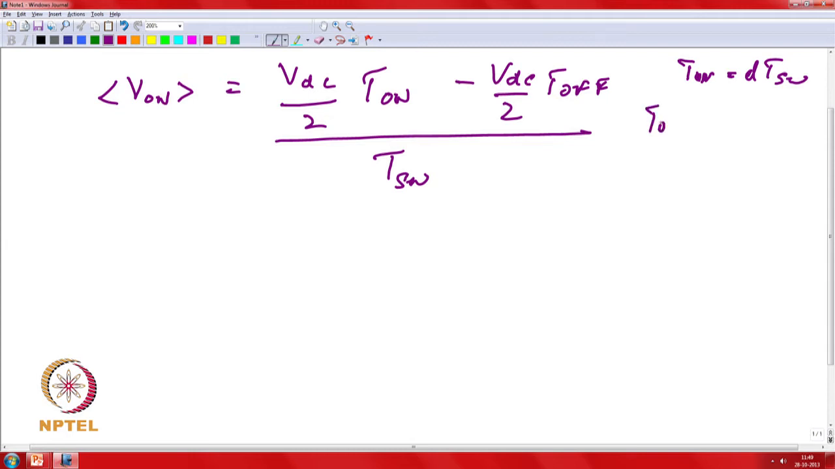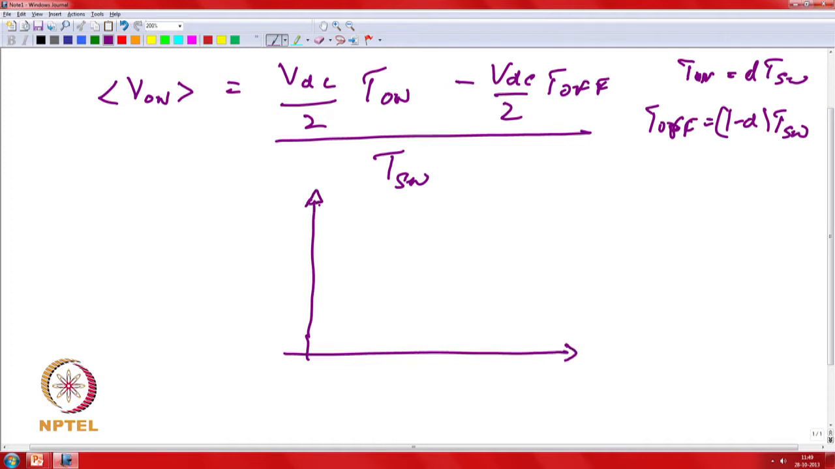And T off is the remaining part of the switching period. So T on is the time duration of the top switch being on. And we saw that we could get a relationship between the duty cycle and the output voltage on an average switching cycle basis. So if your duty cycle is varying between 0 and 1, your output voltage can have a value of minus VDC by 2 at a value of 0, and plus VDC by 2 when the duty cycle has a value of 1.